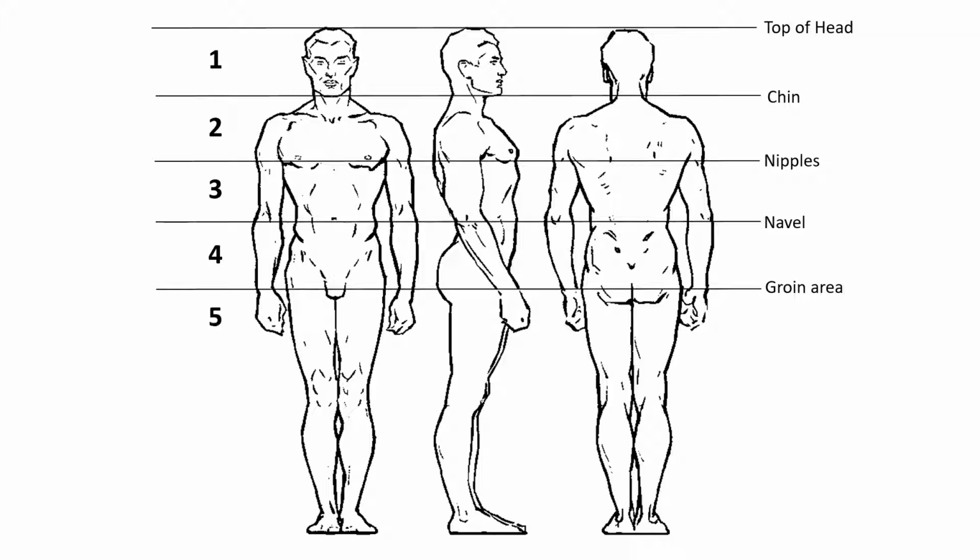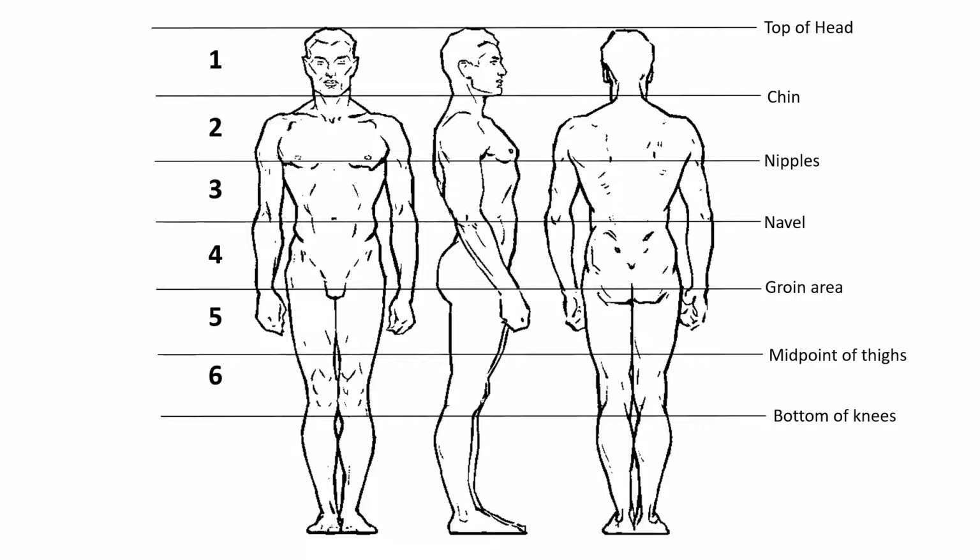The fifth head count starts at the groin area and ends at the midpoint of the thighs. The sixth head count starts at the midpoint of the thighs and ends at the bottom of the knees. The seventh head count starts at the bottom of the knees and ends at the midpoint of the calves. And finally, the eighth head count starts at the midpoint of the calves and ends at the bottoms of the feet.